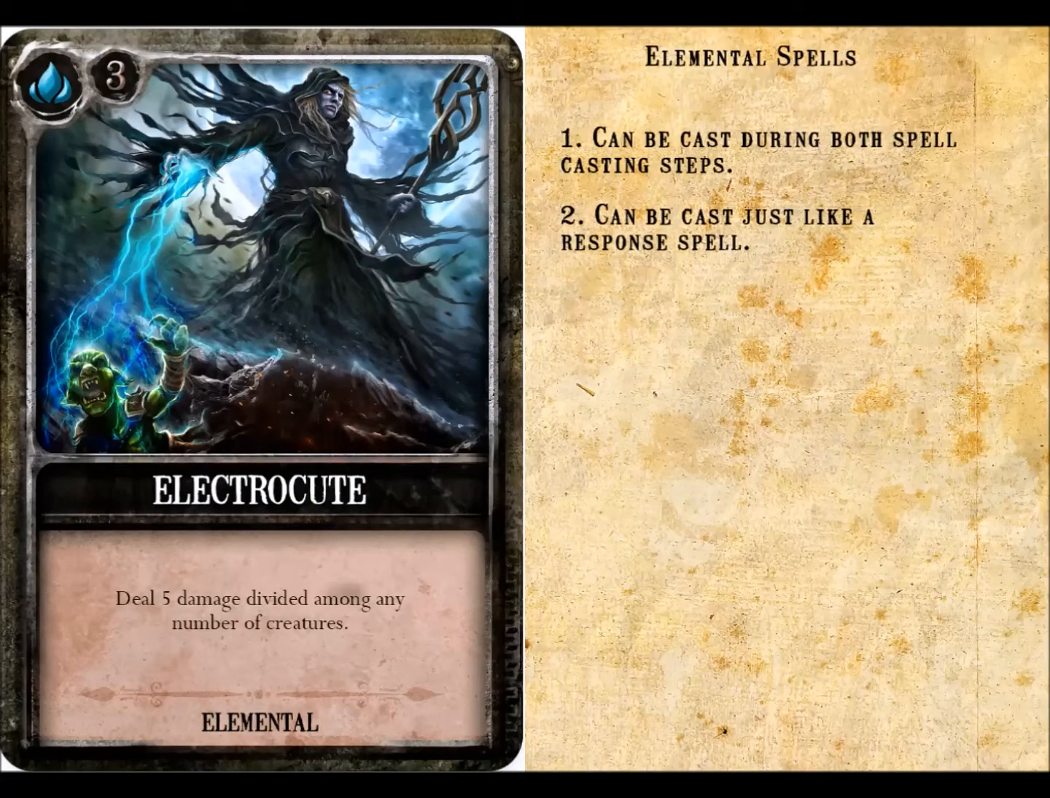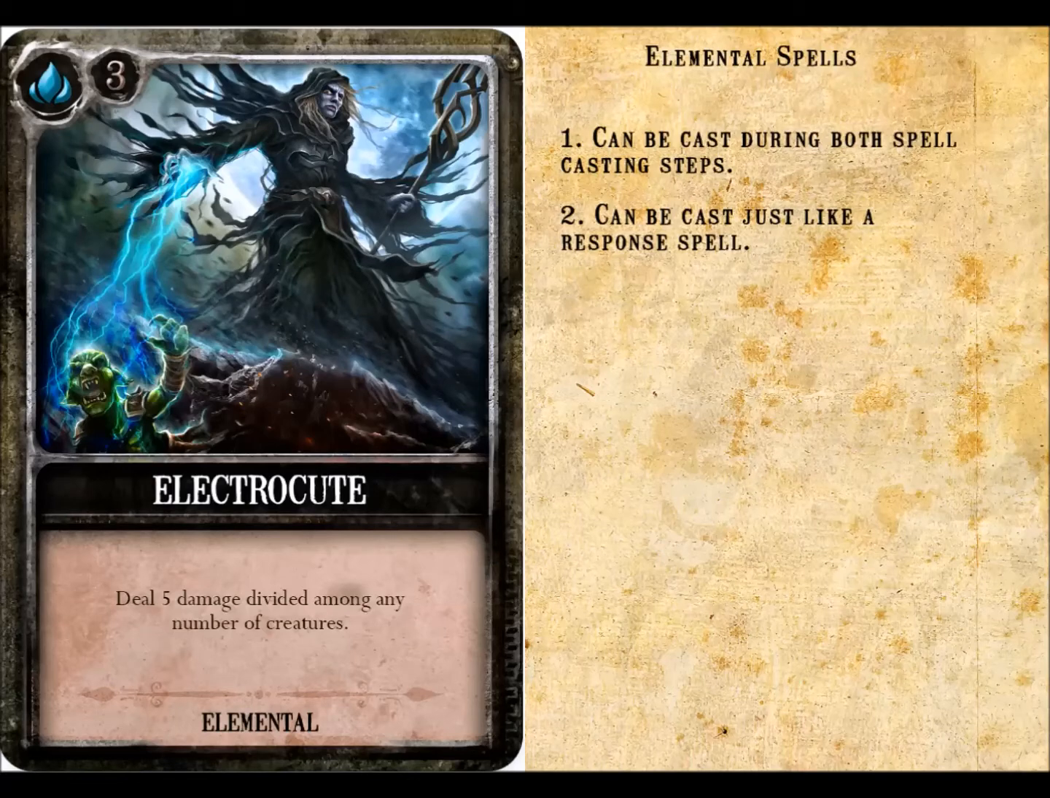These are actually the easiest spells to use because they can pretty much be cast at any time. As you'll see here, we've got one of our elemental spells, Electrocute, up here in the top, and you can see it's got a little fireball, lotus petal type thing here in the top. Elemental spells can be cast during both of the spellcasting steps, and they can be used just like a response spell can. So the only time that an elemental spell can't be cast is pretty much during the resource step and the discard and draw steps.